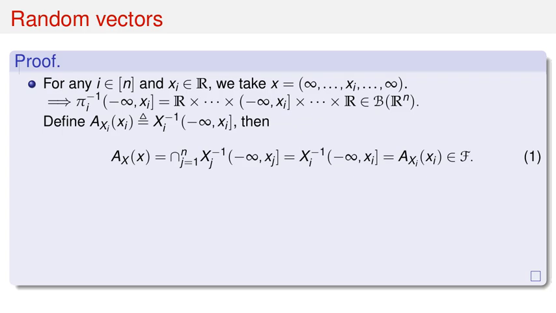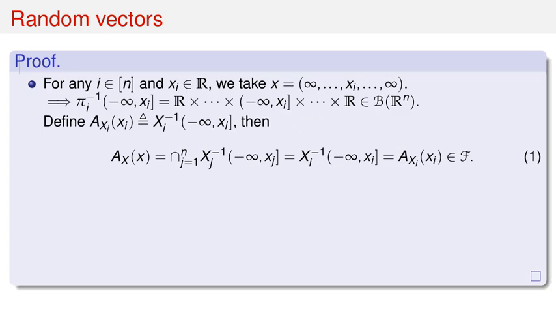Let's sketch the proof. First, assume x is a random vector. For any i in the set 1 to n and any real number x_i, consider a specific vector x in R^n, which is infinity and so on, infinity, x_i in the ith position, infinity and so on, infinity. Then the set A_x of x, from the definition of a random vector, simplifies.